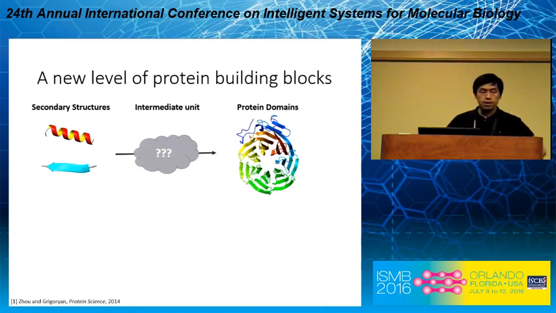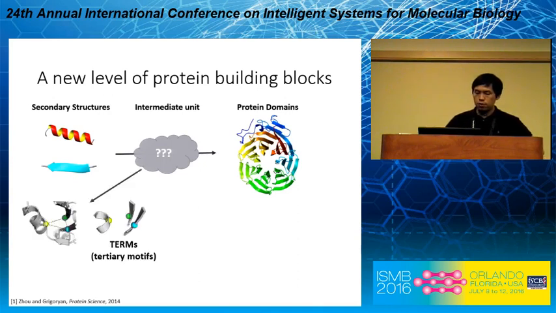So to address this problem, we want to analyze the sequence structure relationship in a more complicated unit. We want this element to be more complicated than secondary structure, but still simpler than the protein domains, to focus on the local physical chemical effects. Therefore, we introduce the tertiary motifs, or TERMs for short.